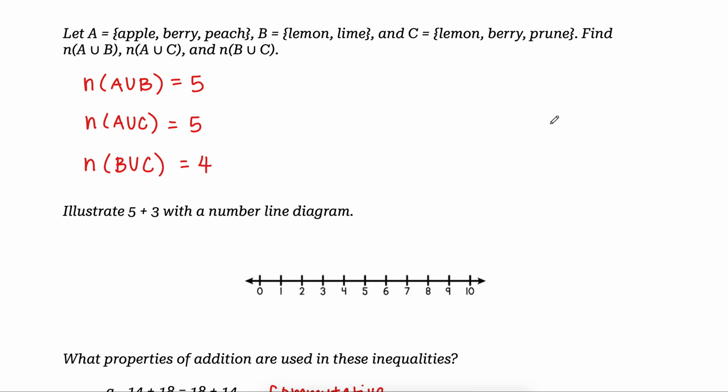Our last example here, it says illustrate 5 plus 3 with a number line diagram. So we're adding, we start with 0 here, we're dealing with our whole numbers. So 5 is going to jump us to right here. And then we're going to go another 1, 2, 3, just counting over on our number line. So that shows us our answer is 8.